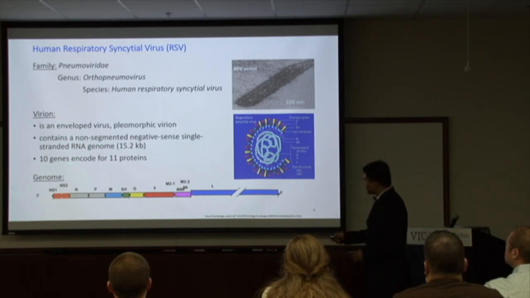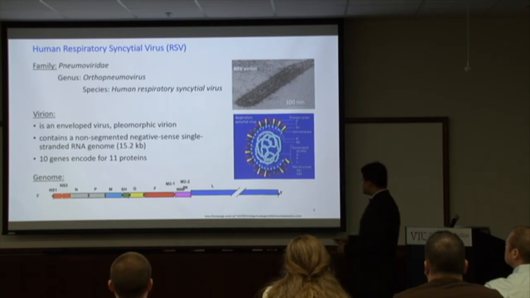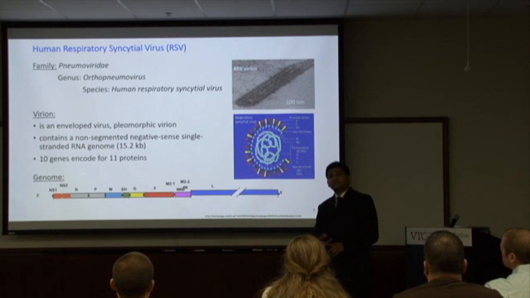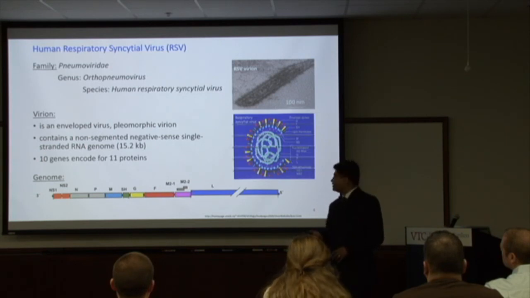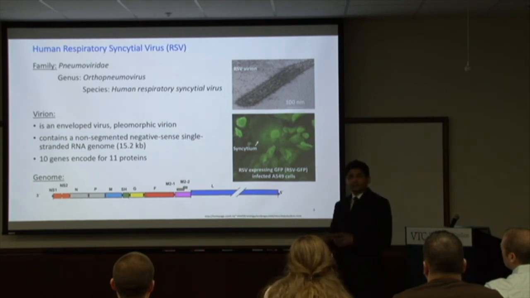The RSV genome contains 10 genes encoding 11 proteins. One of the most important proteins is the fusion protein F, which is a surface glycoprotein and has a major role in virus entry and cell-to-cell fusion. RSV-infected cells form multinucleated cells called syncytia, which is a hallmark of RSV infection in in vitro models.